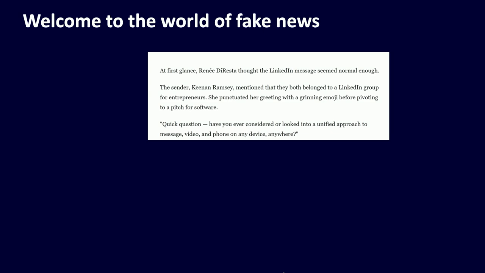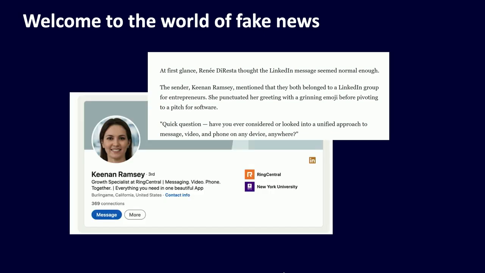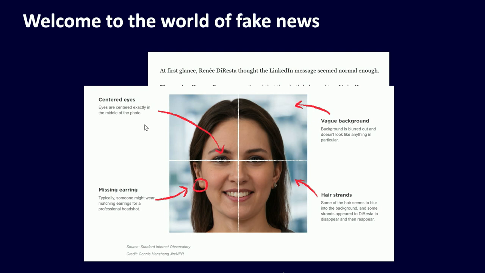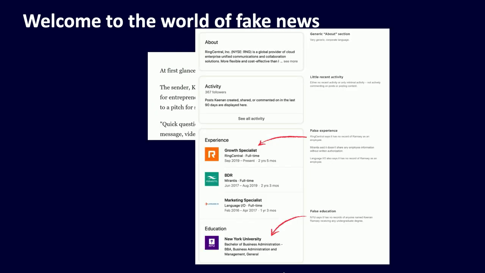You get a LinkedIn message from somebody saying, they both belong to a link group, and have you ever looked at this? So what is the woman? That's what she looks like, right? Growth specialist or recruiter, looks perfectly legitimate. Except, if you go close in on the photo, the eyes are centered exactly. There's an earring in one ear, but no earring in the other. There's a very vague background. The hair sort of disappears in the middle and reappears there. You have to really look carefully. And nothing. I mean, you ask the company, does this woman work there? There's no recollection of this woman. She's completely fake, made up by a computer.